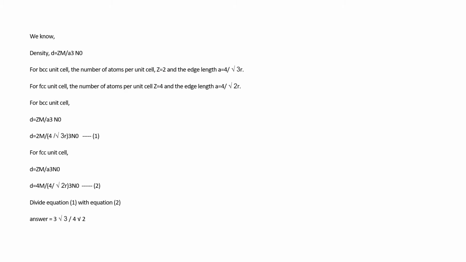This slide contains the solution. As we know, density is given by Z into M by a cubed into N naught. For BCC unit cell, the number of atoms per unit cell, that is Z, equals 2, and the edge length is equal to 4 by root 3 R. For FCC, Z equals 4 and edge length is equal to 4 by root 2 R.